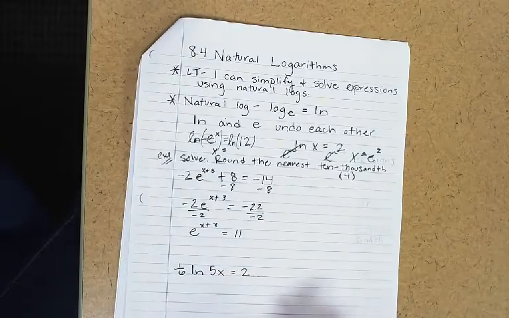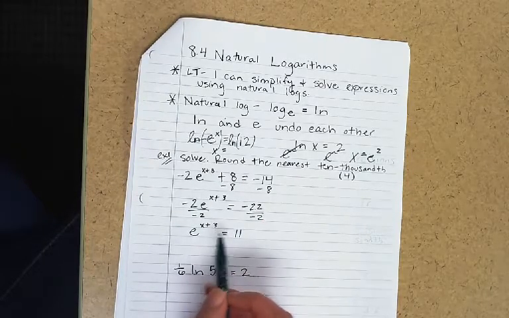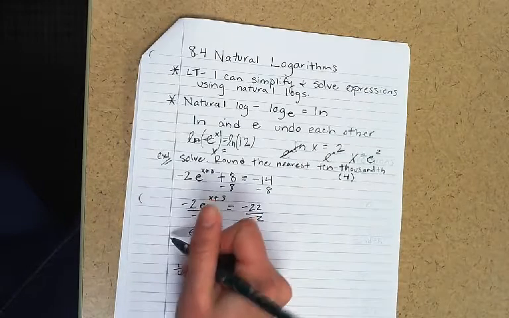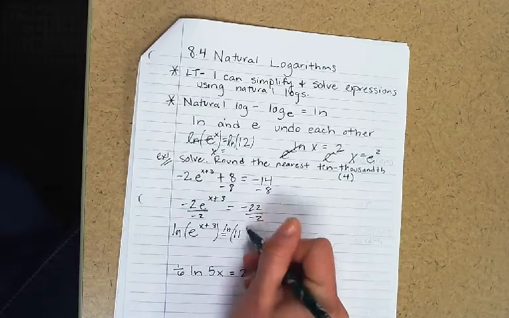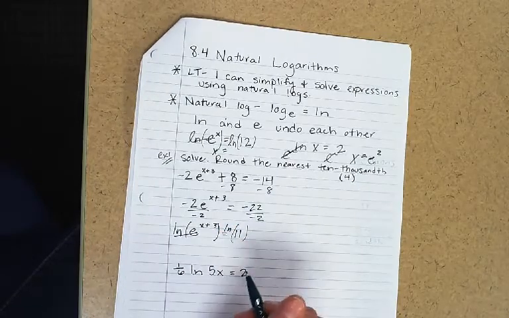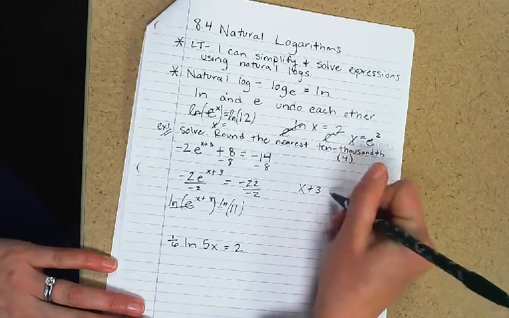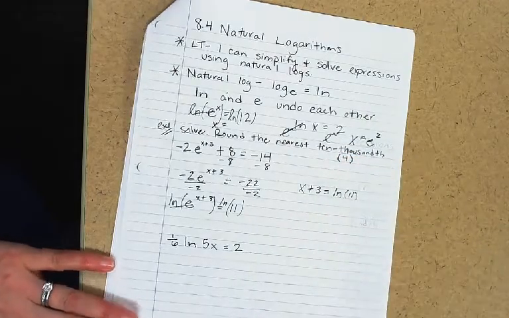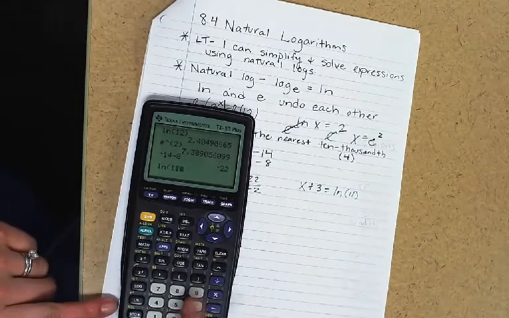So then we have e to the power of x plus 3 equals 11. Okay, so now we've got e by itself with x plus 3 in the exponent. So now we've got to undo e. We're going to use the natural log. So these cancel, and we get x plus 3 equals the natural log of 11. Okay, so again, just a button in our calculator. I'm going to go natural log of 11.